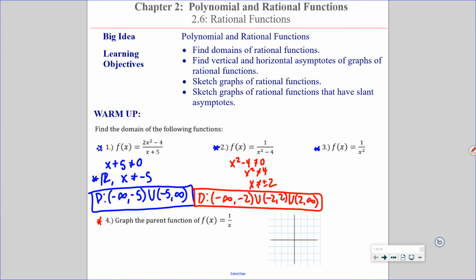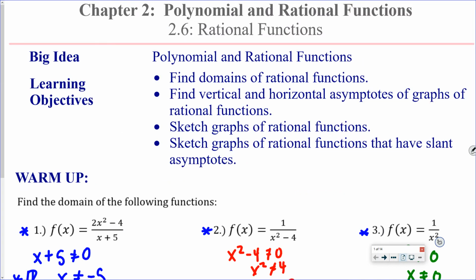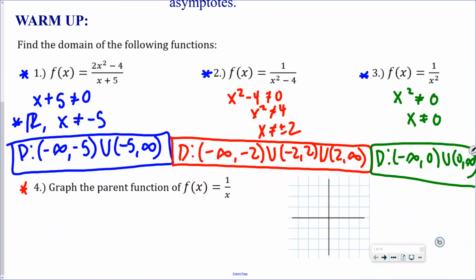Which x value do I need to exclude in number 3? 0. Yep. All right. Make sure you have parentheses around all those values, because obviously we can't include them in our domain, and with infinity, we always use parentheses with the interval notation.